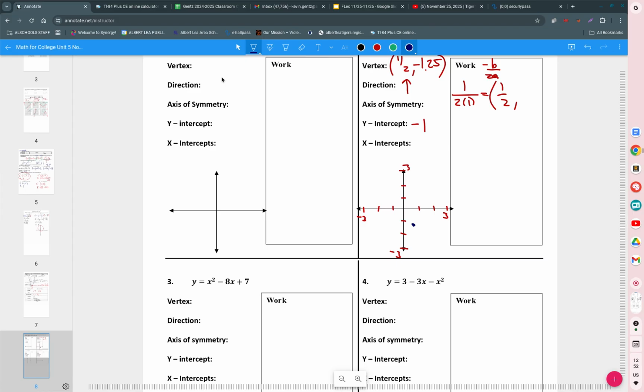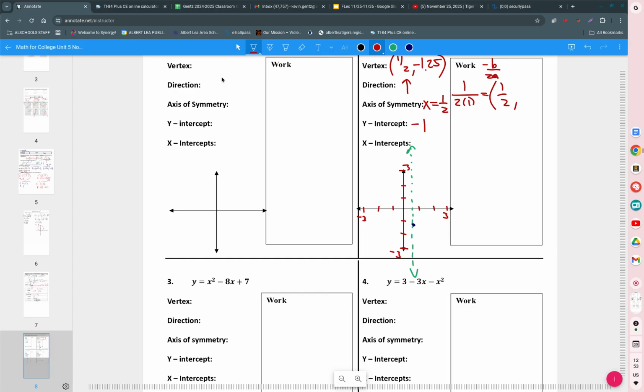The axis of symmetry is an imaginary line that divides the parabola in half. What do I write for the axis of symmetry? It is always x equals the x value of your vertex. And please write x equals 1/2 and not just 1/2, because it's not a number, it's an equation for a line, and x equals 1/2 is that equation for the line.